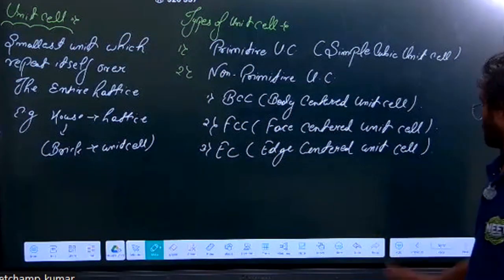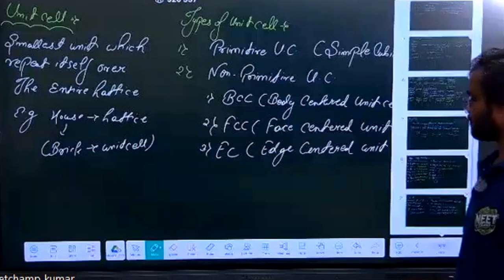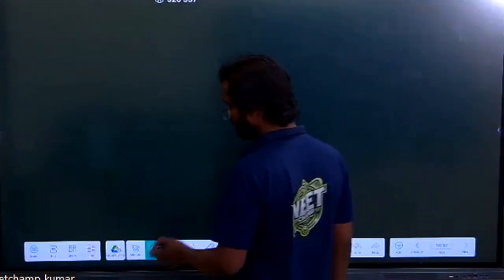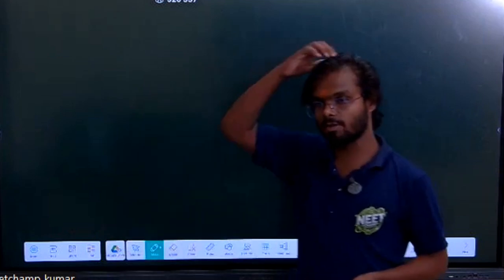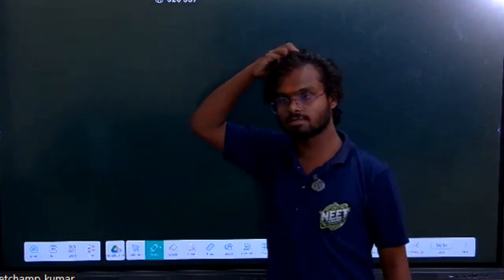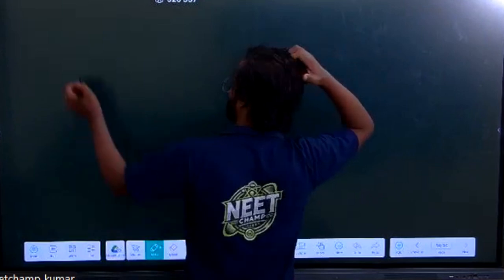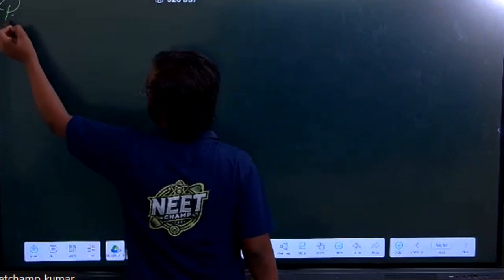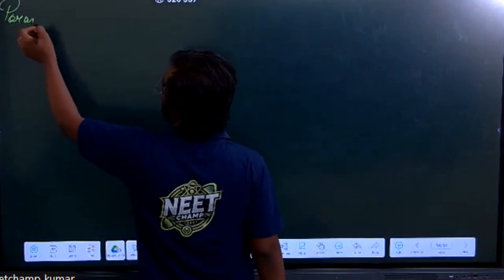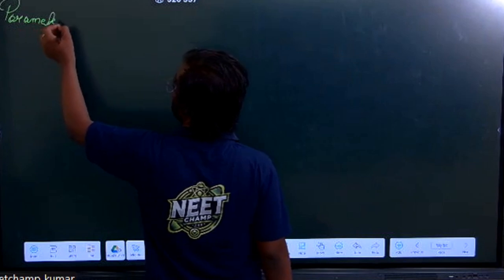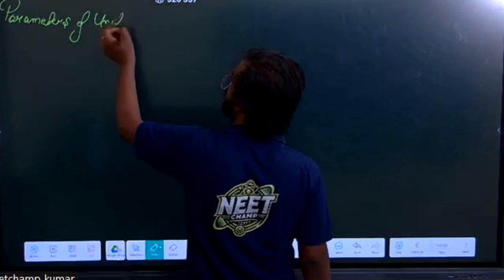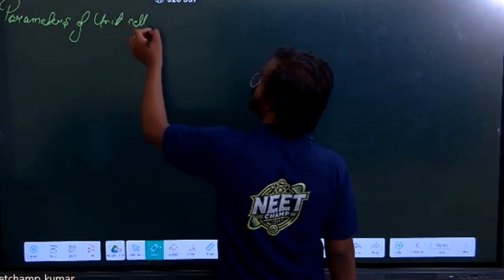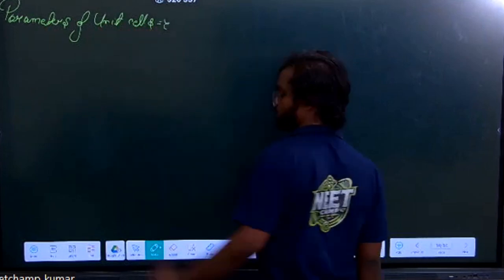Yes, sir. Okay, now the next thing is, what are the parameters of a unit cell? I have to design a different unit cell, so we have to define some different parameters. What are the parameters of a unit cell? There are two types of parameters.